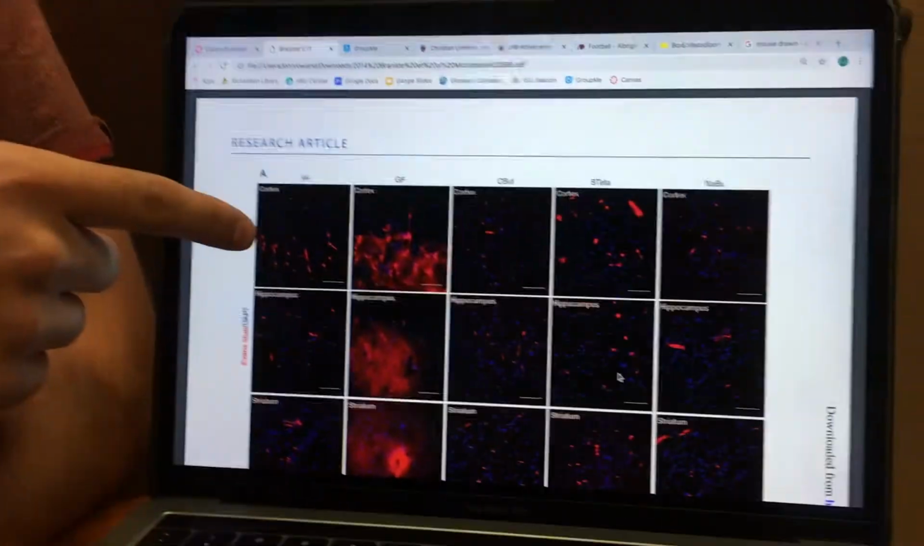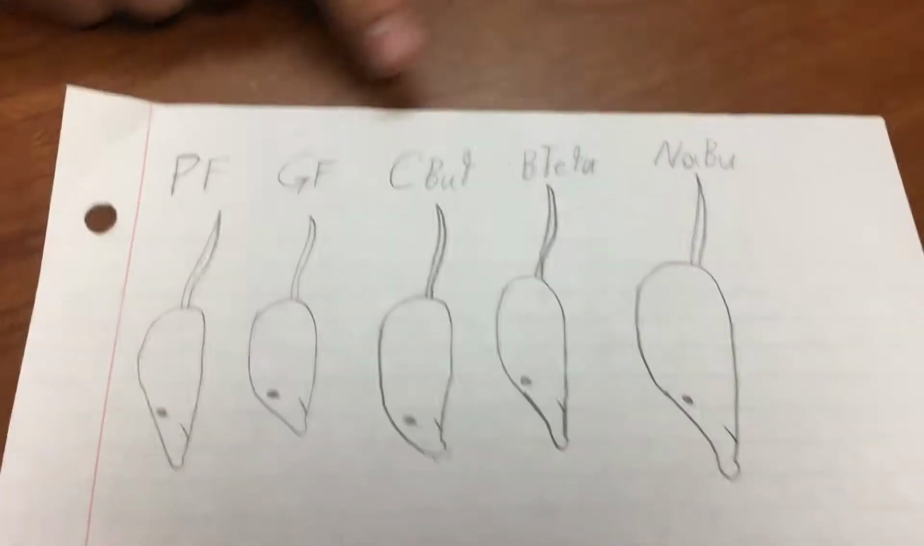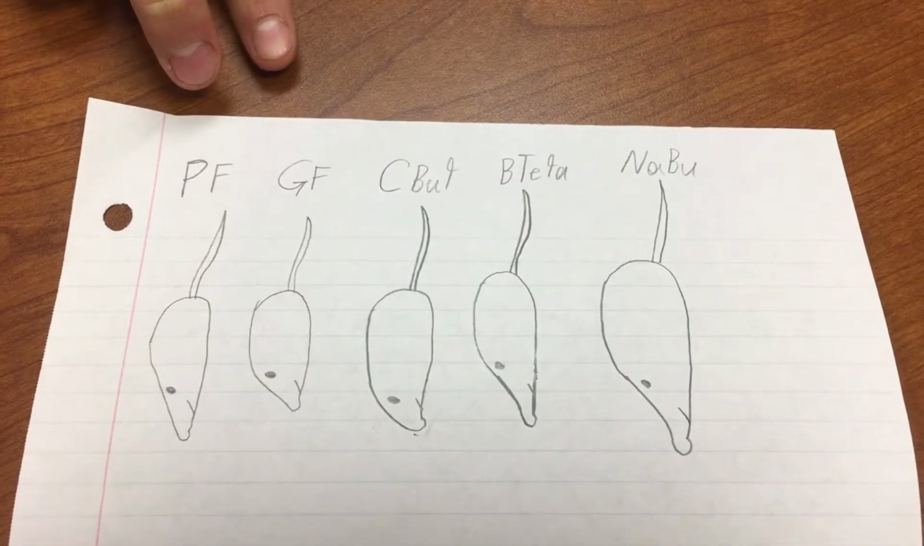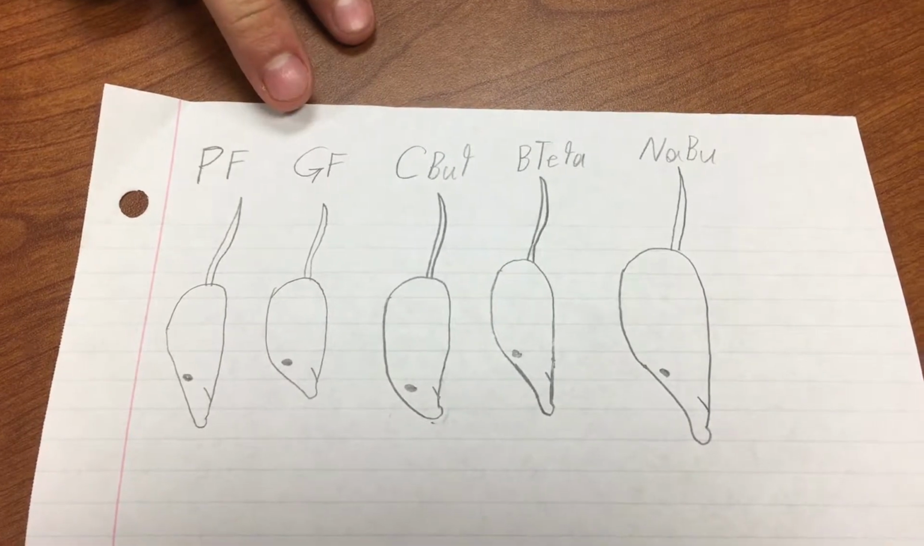For the methods being used, there were two main parts of the experiment. The first was the Evans blue dye, and then the Western blot and the protein extraction. For the first part, we have the Evans blue dye. To set up the experiment, they took 5 mice, 2 of which were your controls, the pathogen-free and the germ-free.